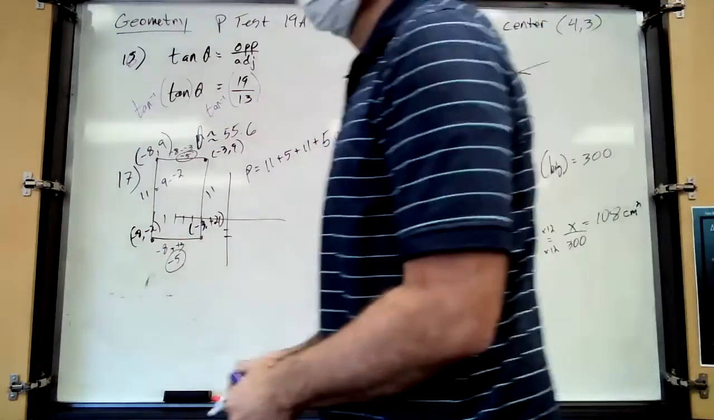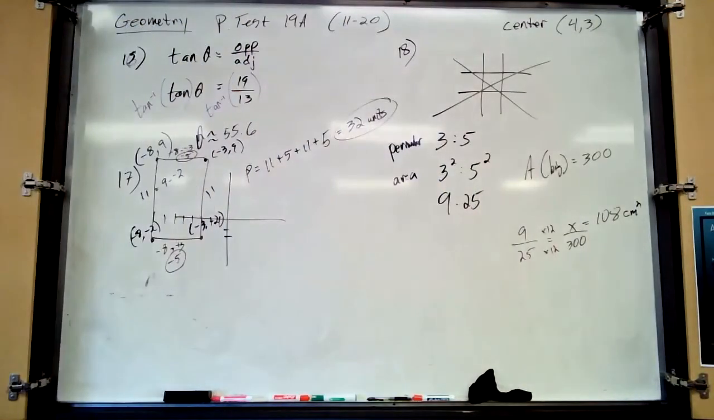Good. All right, number 19. So remember, to find the ratio of the areas, just square them.